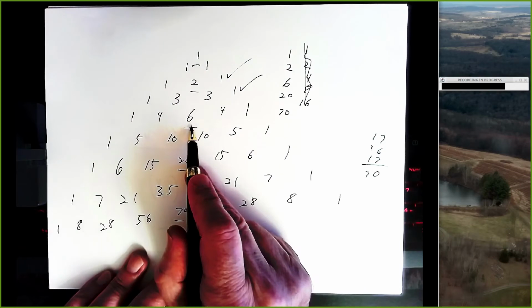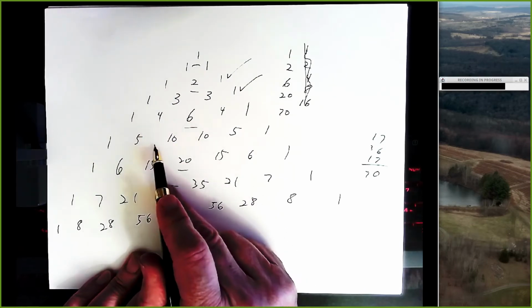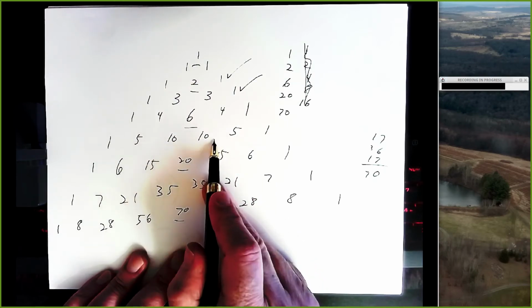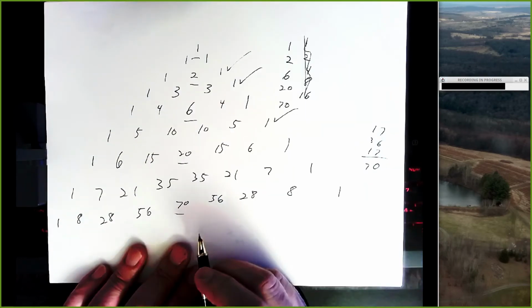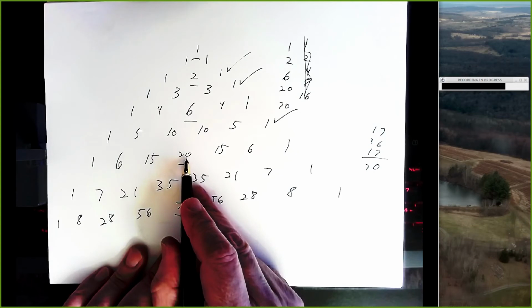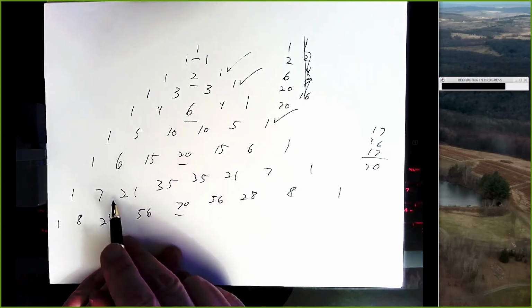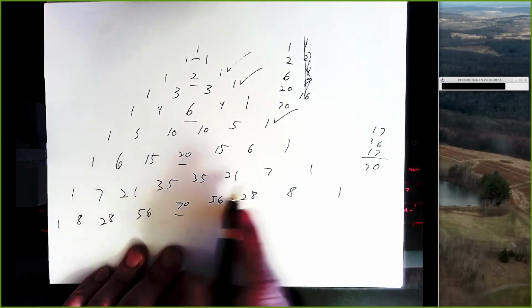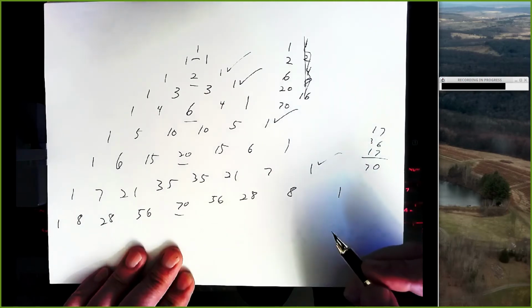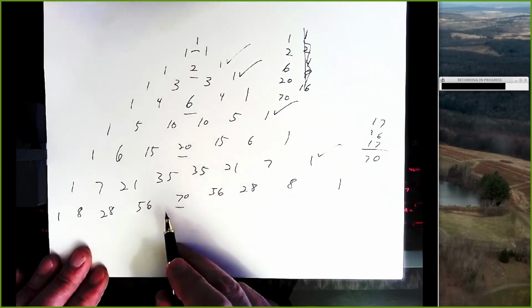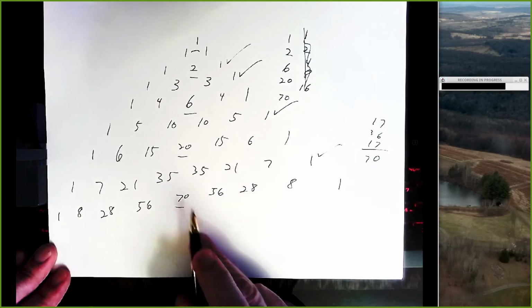But row 4, here's a number in the middle that's not divisible by 4. Row 5, every middle number, 5 and 10, is divisible by 5. Row 6, well, 15 and 20 are not divisible by 6. Row 7, all of these numbers in the middle are divisible by 7. Row 8, not the case, right? 70 is not divisible by 8.